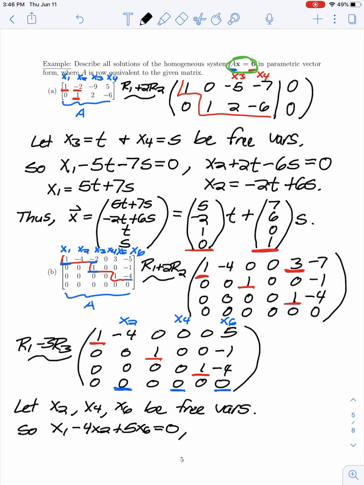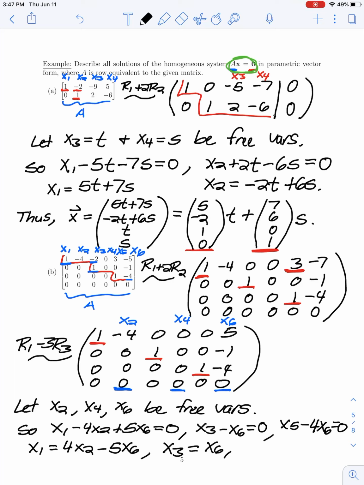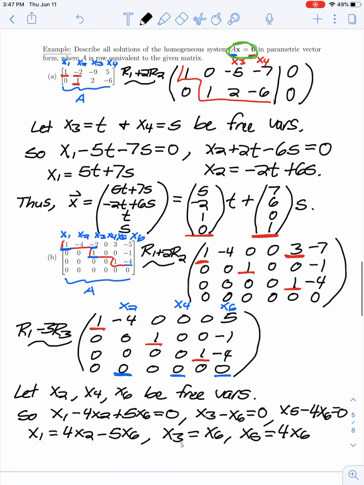For our second row, we have the equation x3 minus x6 has to equal 0. And for our third row, we have the equation x5 minus 4 times x6 is 0. So solving for x1, we have 4x2 minus 5x6. Solving for x3, we have x6. And solving for x5, we have 4 times x6.